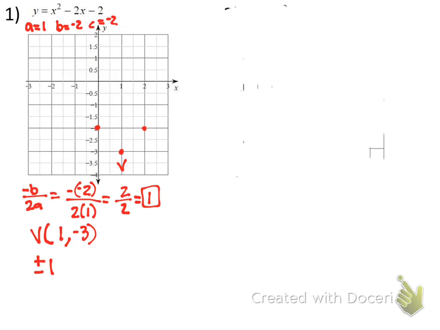What if I went 2 spaces? Let's put 2 in here. 2 squared is 4. So if I go 2 spaces to the right, I'm going to go up 4, so I'm going to have a point right here. And if I go 2 spaces to the left, I'm going to go up 4. I'm going to have a point right there too.